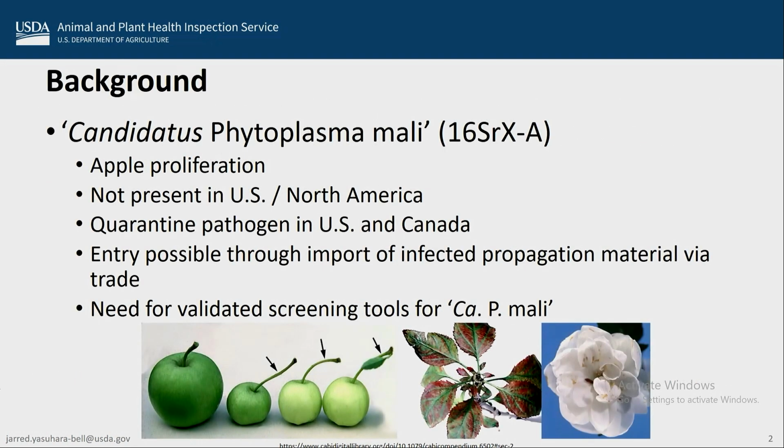So I'll be talking about Candidatus Phytoplasma mali, which is the group 10A responsible for apple proliferation. It's currently not present in the United States, and as far as I know, nor North America. But regardless, it is a quarantine pathogen in the United States as well as Canada. But there is always the risk of entry through import of infected propagation material. So there is definitely a need for a validated screening tool for this pathogen.